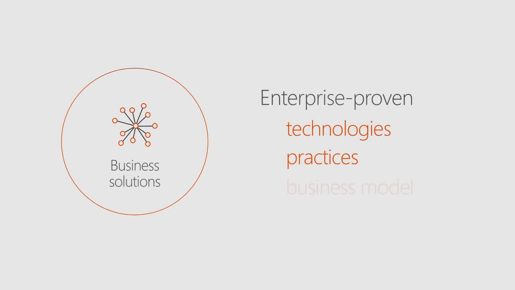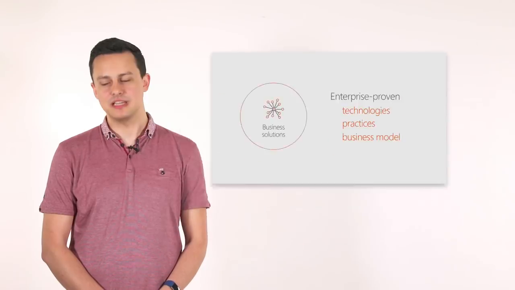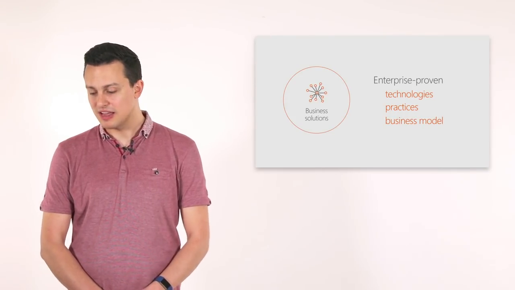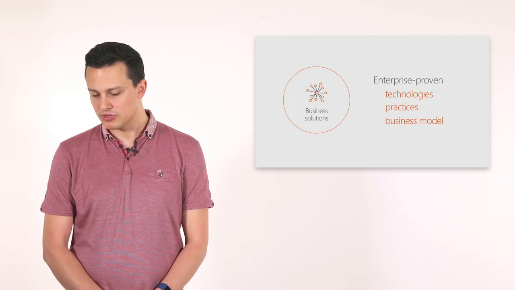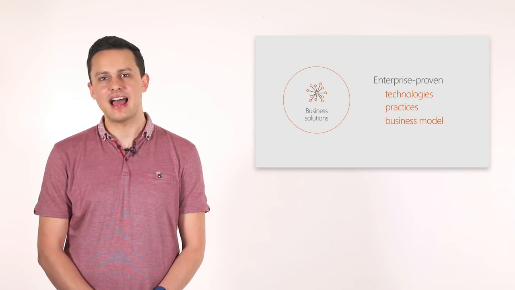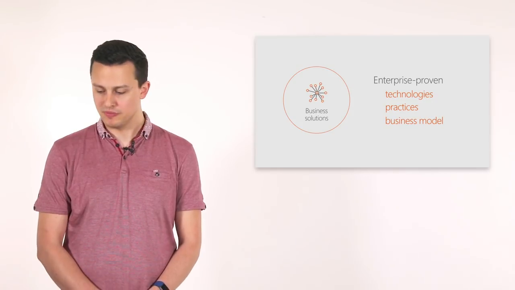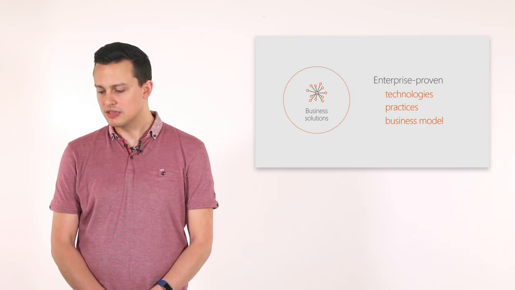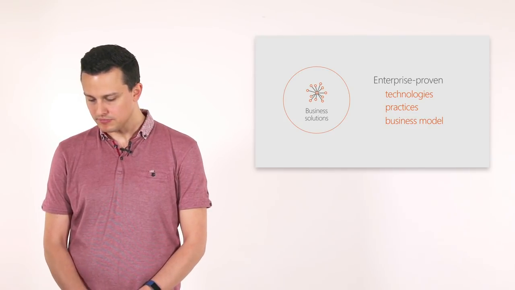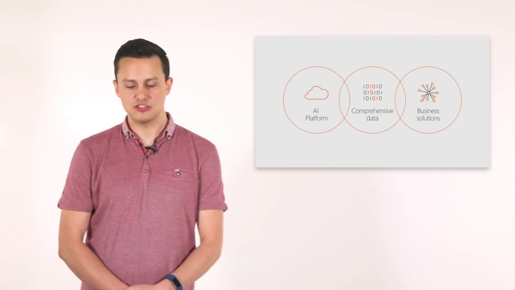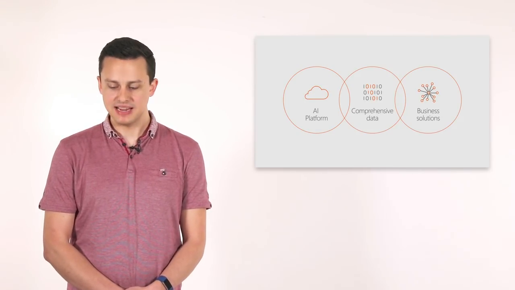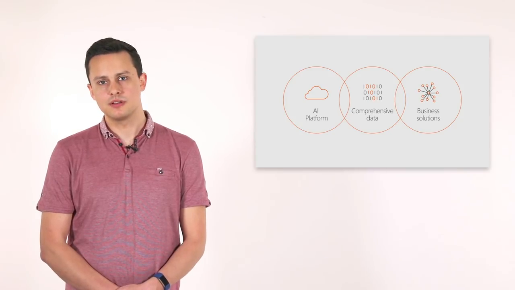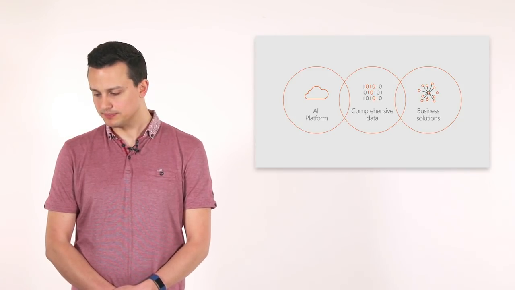The final pillar in Microsoft's AI story is business solutions. Microsoft is an enterprise company. They understand concepts like SLAs, like compliance, like trust, security, and customer support. And the technologies that they offer us in the AI space are already enterprise proven. They power massive scale services like Cortana, Skype, Bing, Dynamics, and many more. So that's Microsoft's AI story: the platform, the data, and the business approach to make it work in your organizations.